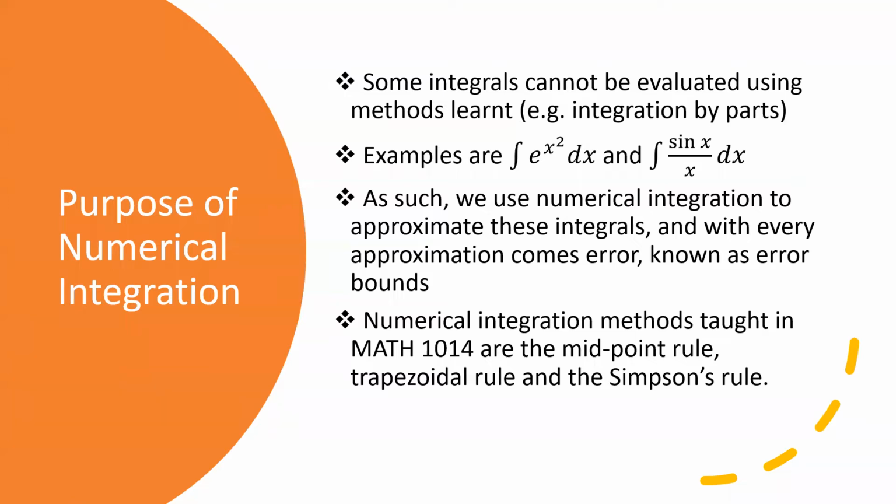Numerical integration can only approximate integrals. The area of numerical integration is called error bounds. Even if the error bound is very tiny, it must exist. In MATH1014, we have learned several numerical integration methods, which are the midpoint rule, trapezoidal rule, and Simpson's rule. In the next slide, we will take them as an example.